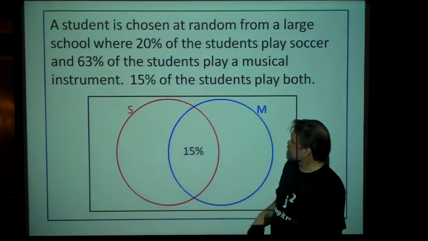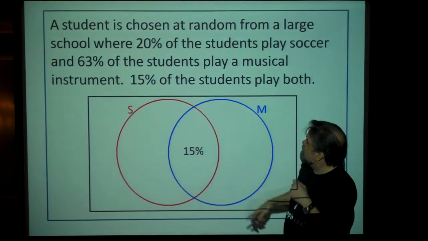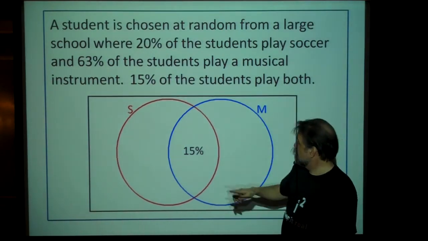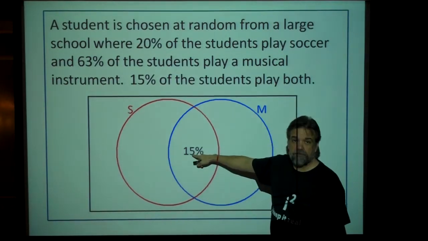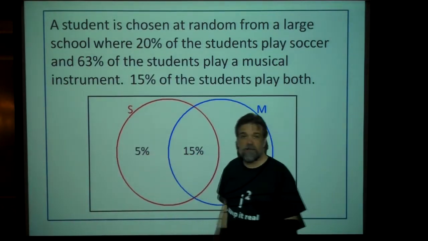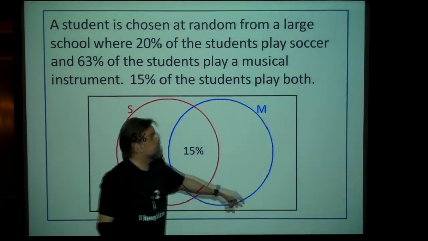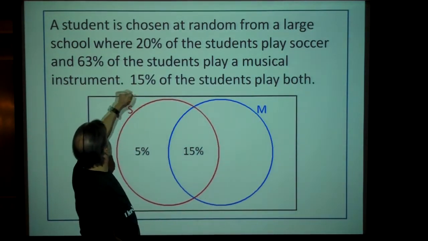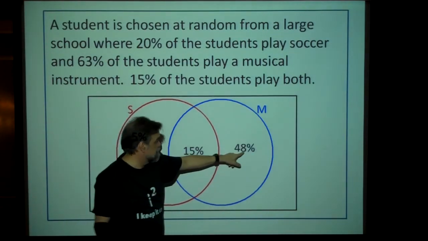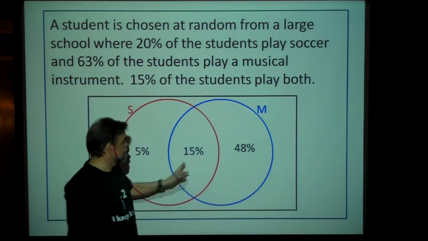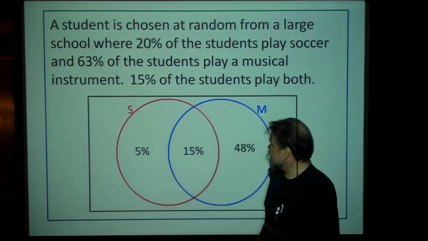Okay? Now, what am I going to put over here? What I'm going to put over there is not 20%. Remember, this whole circle here has to have 20%. So if 15 of it is right there, that means 5 of it goes right there. And again, in this blue circle, the whole circle has to have 63%. So if I have 15% of it there, that means I'm going to have 48% of it right there. So that way, together, they make 63%.